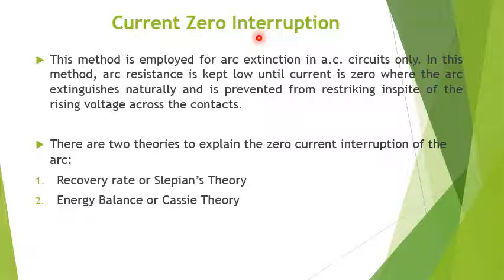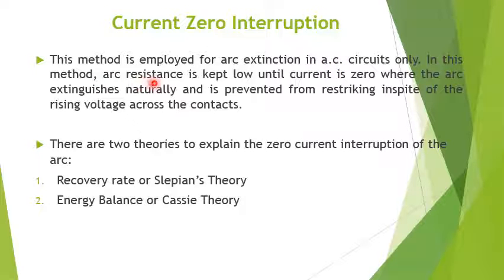So what is the procedure to quench the arc? Here we are going to study the current zero interruption. We are going to make the current zero, interrupt the current and quench the arc. So the arc can be quenched at the instant of current zero. This method is employed for arc extinction in AC circuits only.